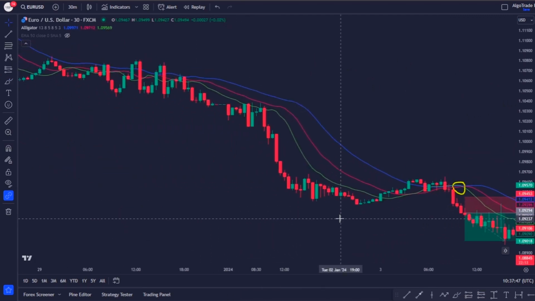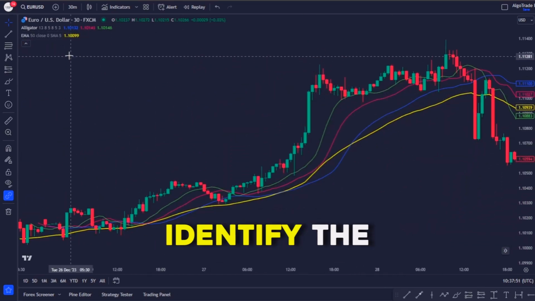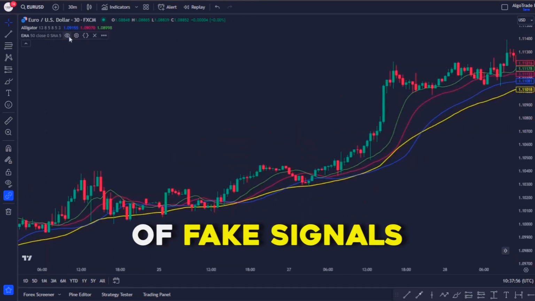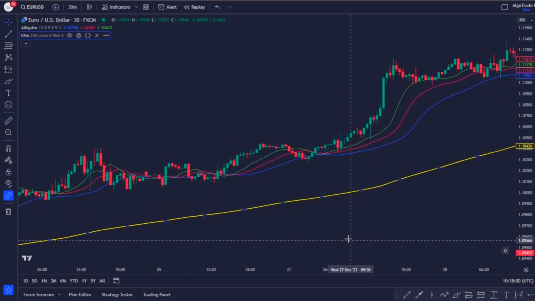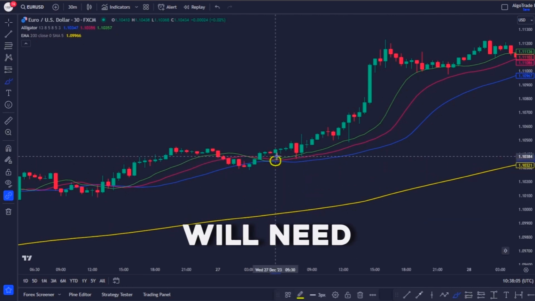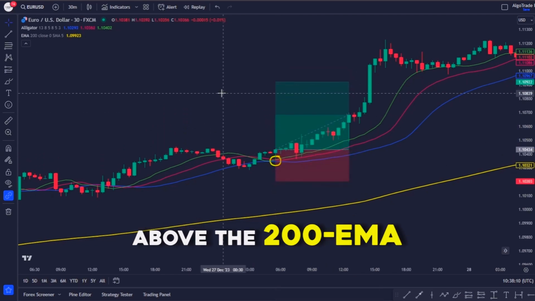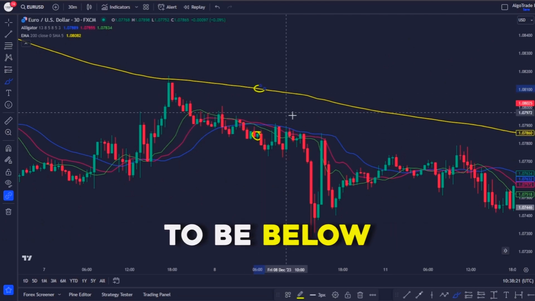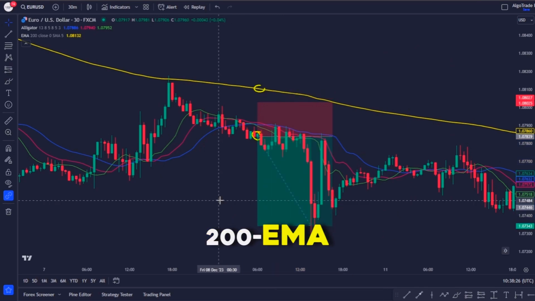But we won't take every signal from this indicator, because the exponential moving average will help us identify the long-term trend on the market, and in that way we'll filter a lot of fake signals. First, let's add to its settings and change the length to 200. And now, for a valid long signal from the Williams indicator, the price will need to be above the three lines of the alligator and also above the 200 exponential moving average. And for a valid short signal, the price will need to be below the three lines of the alligator and also below the 200 exponential moving average.